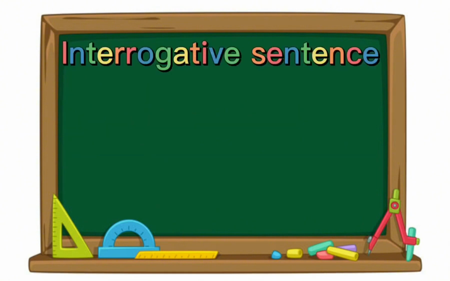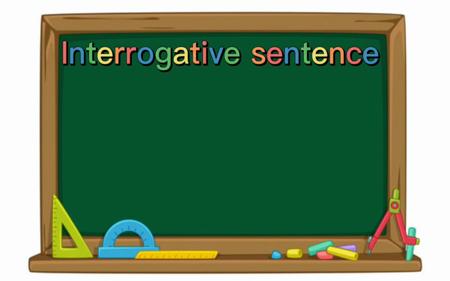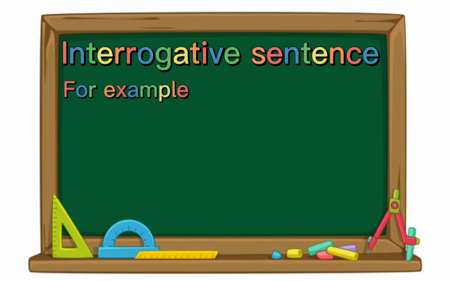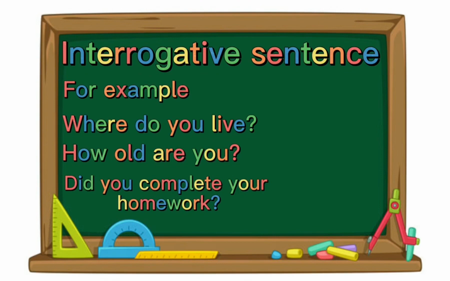Interrogative sentence. An interrogative sentence is a sentence that asks questions. It ends with a question mark. For example, where do you live? How old are you? Did you complete your homework?